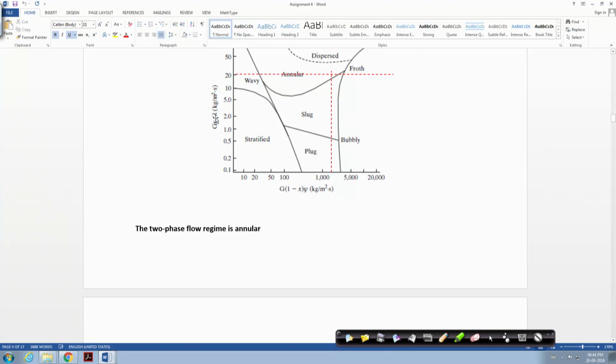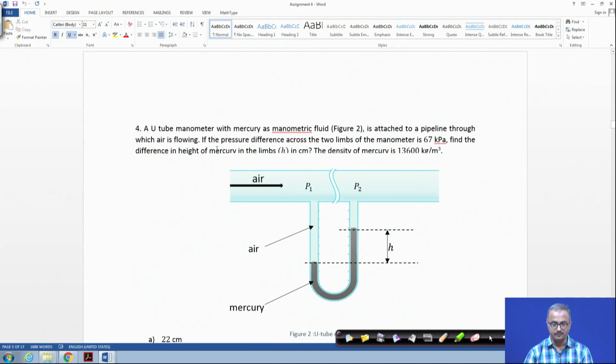So, this is an annular flow. With the kind of data we obtained, we find that this is an annular flow, and corresponding to annular flow we again find out the pressure drop. Okay. Next question was on a manometer.